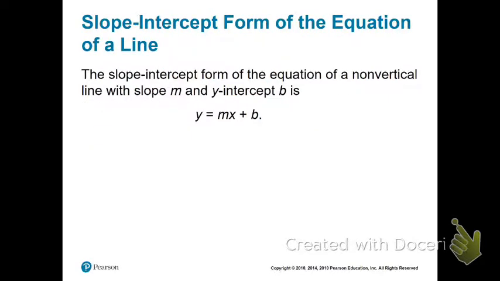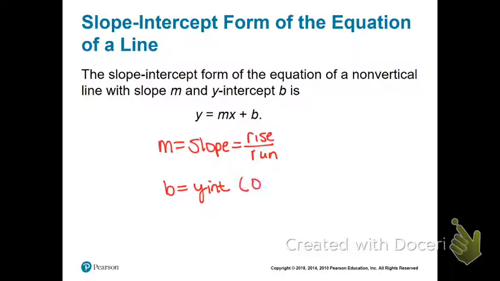Alright, then it talks about the slope-intercept form. So remember the slope-intercept form of an equation of a non-vertical line with a slope of m and a y-intercept of b, is y equals mx plus b. Now remember that m is a variable that represents your slope. Remember your slope is your rise over your run. How far do you go up and down versus how far do you go left or right. And then b, remember, is your y-intercept, which we also can write as (0, b).